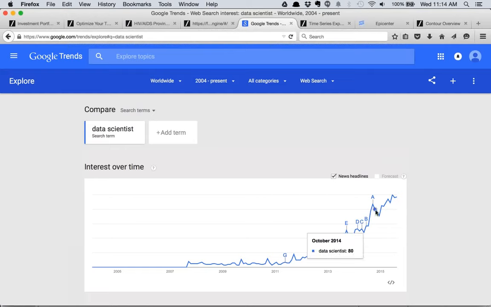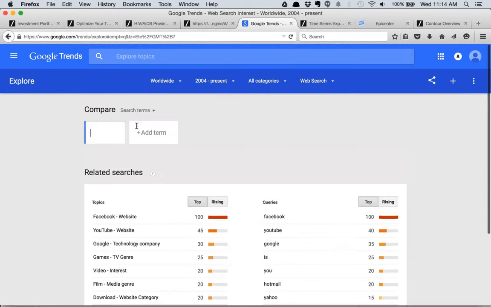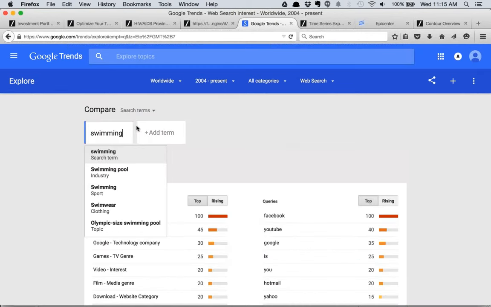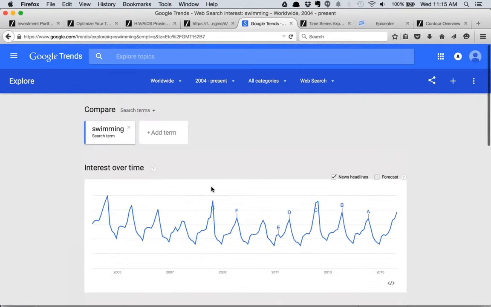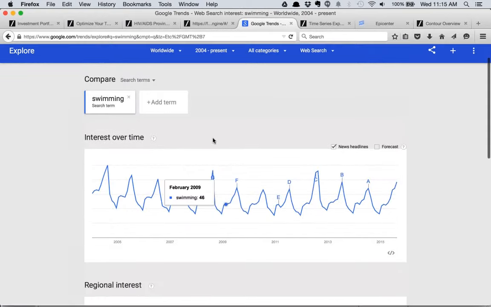Here we see the term data science, and I was pleased to see that it's still ramping up over time. But what we can do is put in other terms here. So for example, let me put in a term like swimming. And here you can see some results for the term swimming over time. And perhaps not surprisingly, there's a seasonal pattern to the term swimming in Google Trends, right? That's probably not very surprising because you figure people swim in the summertime and swim less in the winter, and you see that emerging from here.